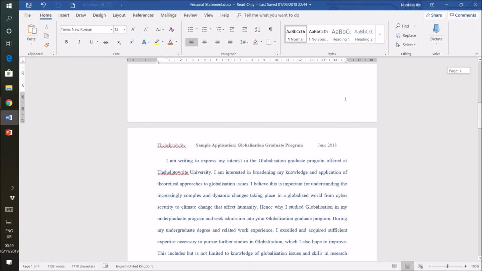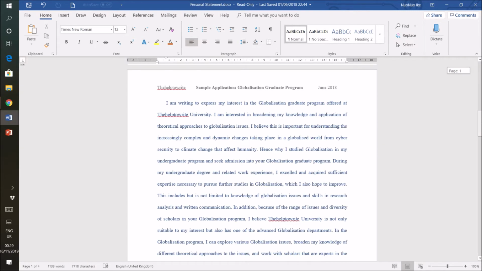So, for a personal statement, there are three important components that you need. This is an introduction, main body, and conclusion. I have to mention that the length of a personal statement is very important, but this can vary from institution to institution. Some may require a maximum of 500 words, others no more than 1,000.